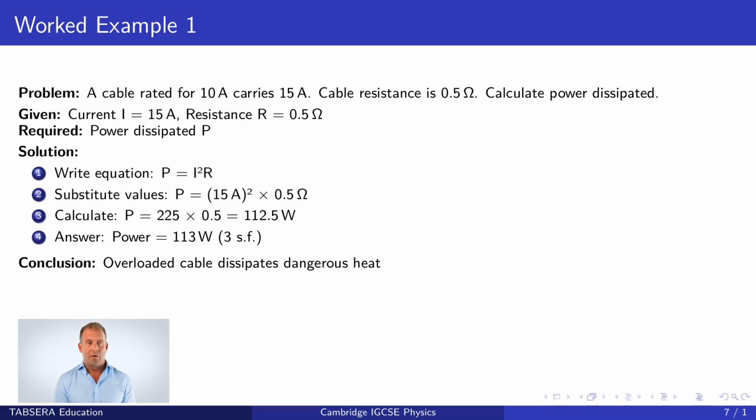Step 1, write the equation. We use P equals I squared R, where P represents power in watts, I represents current in amperes, and R represents resistance in ohms. Step 2, substitute the values. We write P equals 15 amperes squared times 0.5 ohms. Step 3, calculate. 15 squared equals 225, times 0.5 equals 112.5.